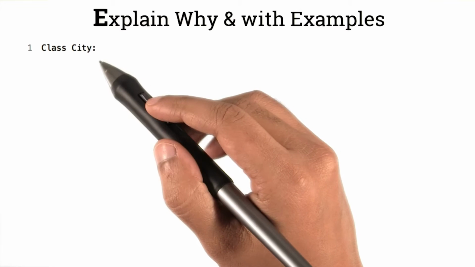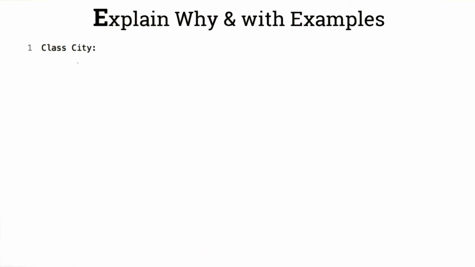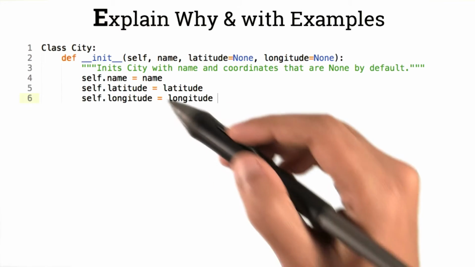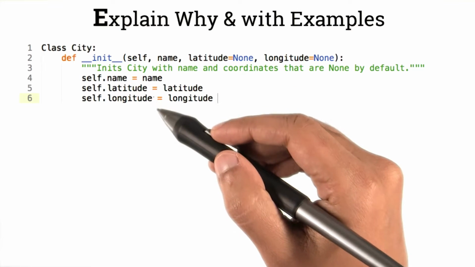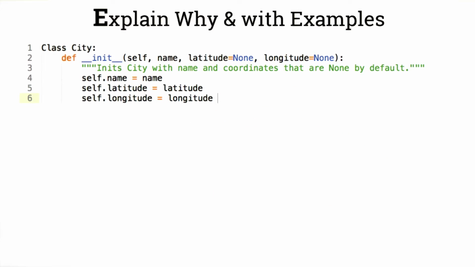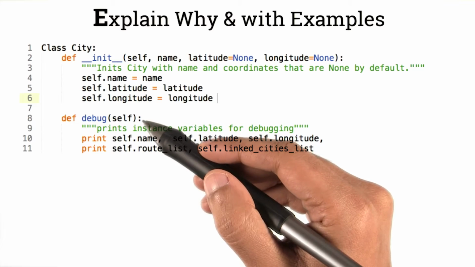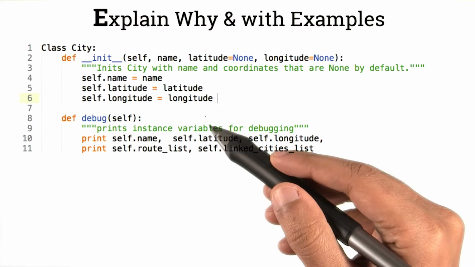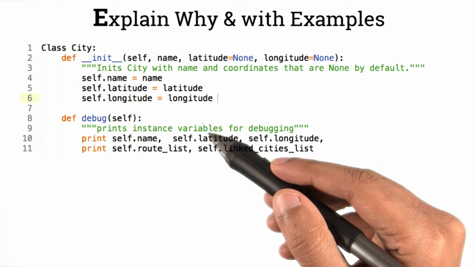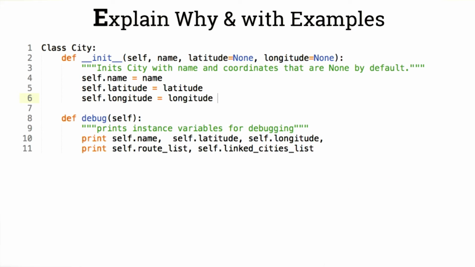Let me give you an example there. A student in one of our Python courses created a class called city and then added a bunch of instance variables like name, latitude, and longitude to that class. This student then created a method called debug inside that class that printed all of the instance variables. The student said that he used this method for debugging purposes.